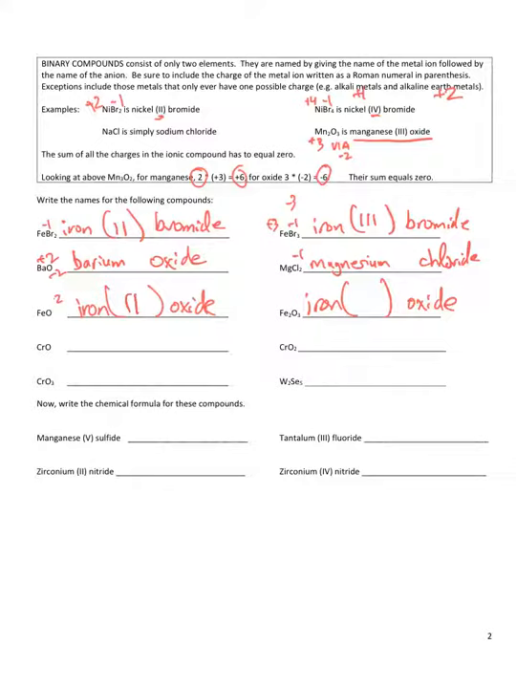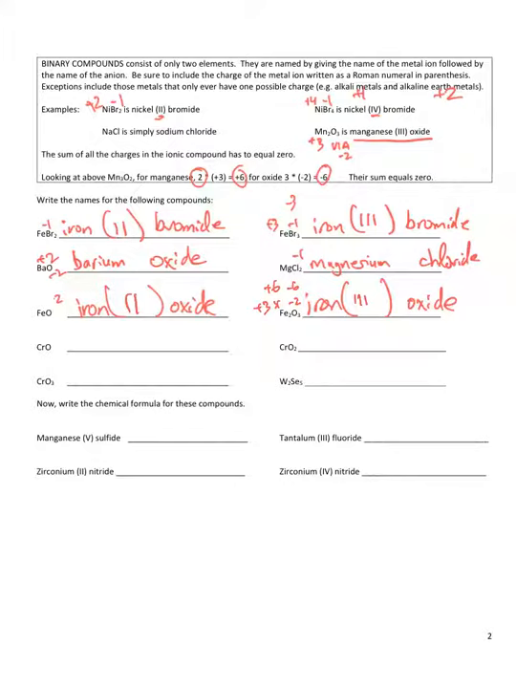The next one, Fe2O3, each oxygen is worth -2. 3 times -2 is -6. That means to be electrically neutral, all the irons have to add up to +6. We've got 2 iron, so what is each iron? It's +3. So this becomes iron(III) oxide.